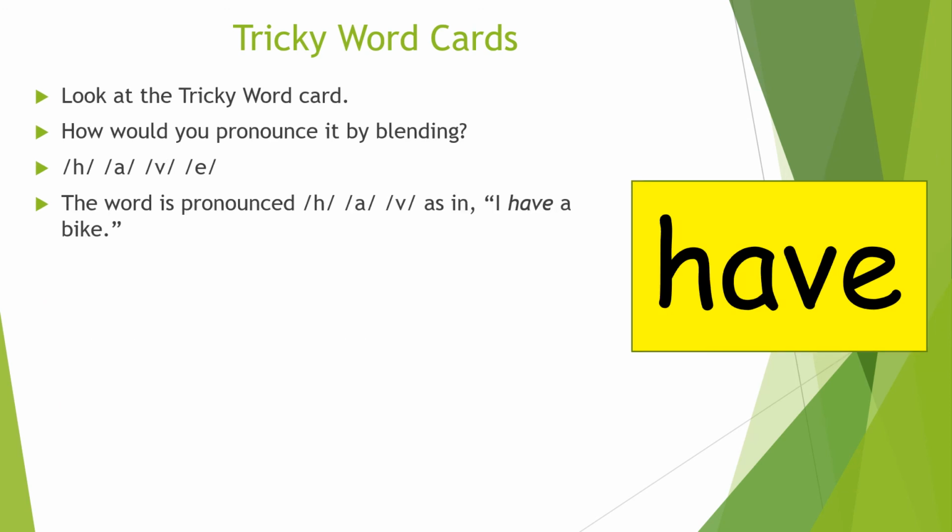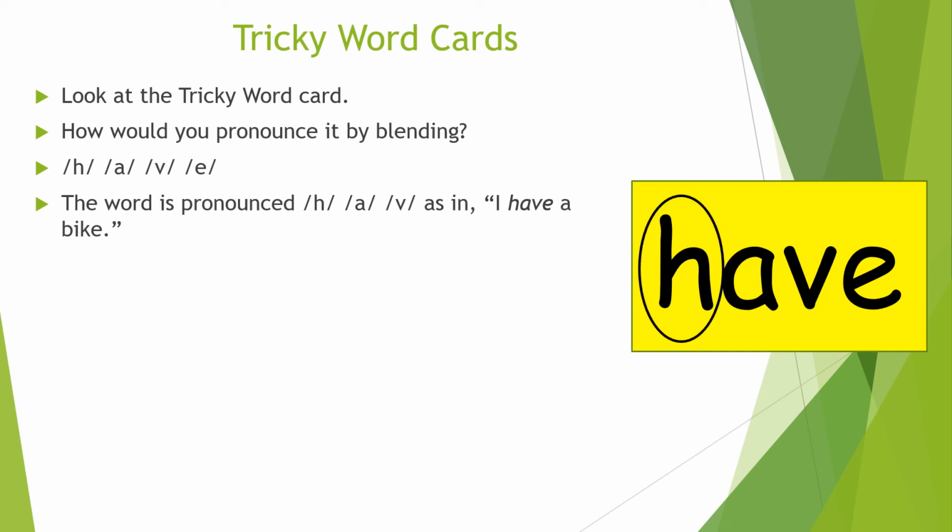Take a look at this tricky word card. How would you pronounce it by blending the sounds together? You could try to pronounce it and say a, v, e, have. That doesn't sound right. The word is actually pronounced hav, as in I have a bike. This word is have.